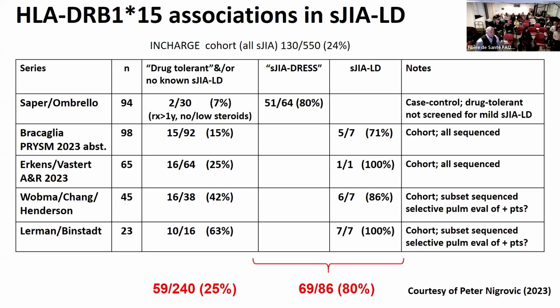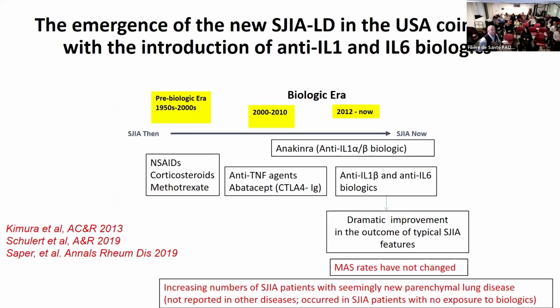Now, this is the data that I was alluding to. You see that overall it's probably around 20 to 25% in standard Still's. However, if you have what they call DRESS, and I say we should never call it DRESS, or what we would like to call lung disease patients, you see the incidence is around 80%. Now, that makes a difference, okay? So it must be important, must be relevant, and must tell us something.